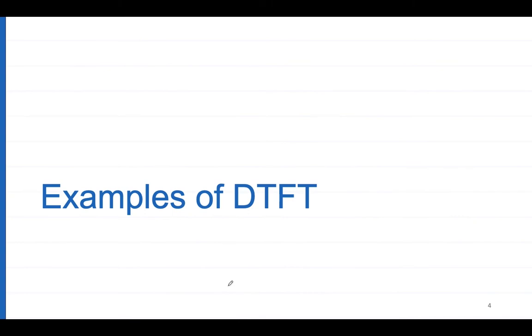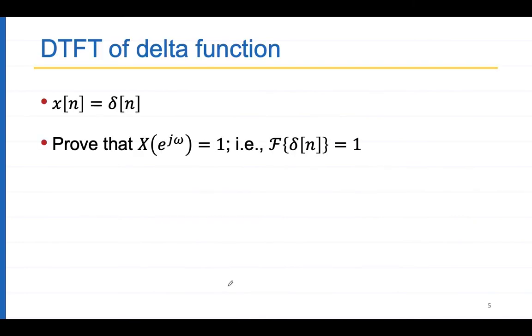Let's look at some examples of the DTFT to become familiar with this transform. Let us first consider a very simple signal, x[n] = δ[n], which means my x[n] is simply 1 at n equal to 0 and 0 everywhere else. So now, what is the discrete time Fourier transform of this x[n]?